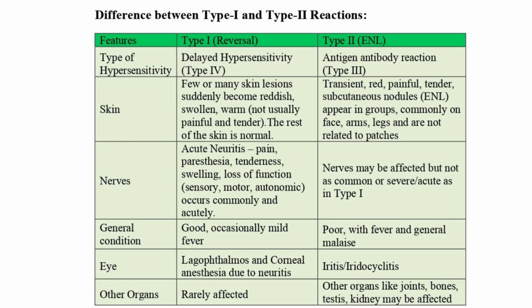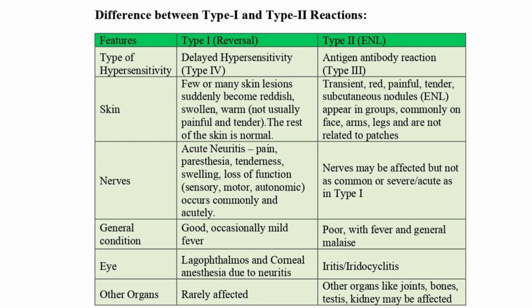Difference between type 1 and type 2 reactions. Features: type of hypersensitivity. Type 1, reversal, delayed hypersensitivity, type 4. Type 2, ENL, antigen-antibody reaction, type 3. Features: skin. Type 1, reversal: few or many skin lesions suddenly become reddish, swollen, warm, not usually painful and tender. The rest of the skin is normal.